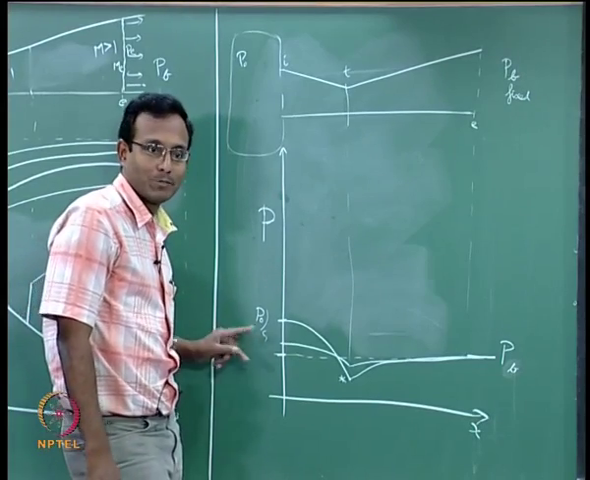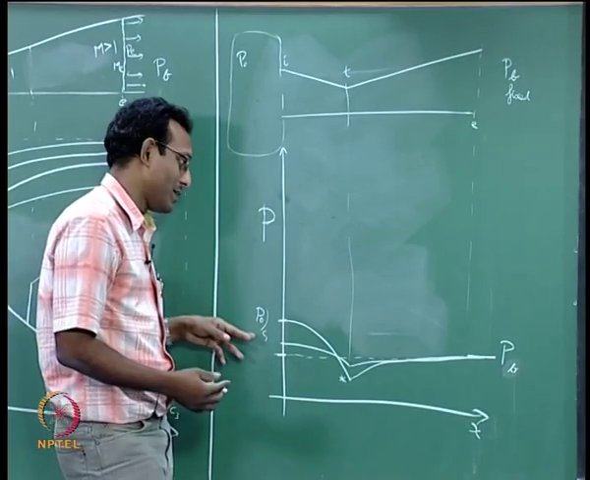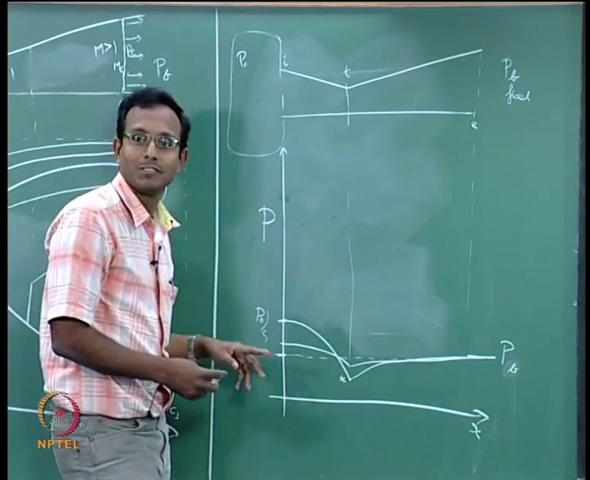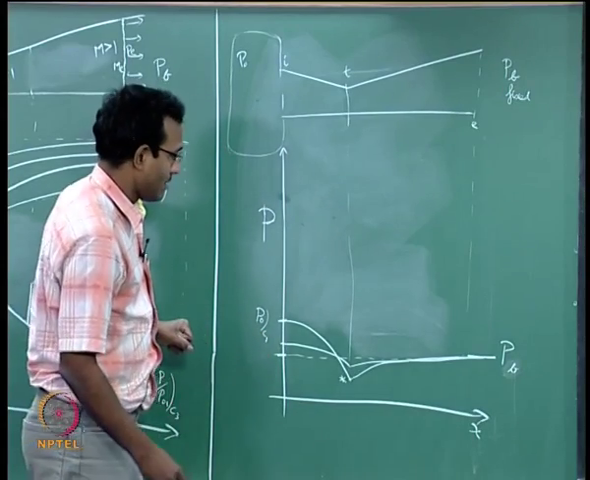That is the difference because I am doing the opposite experiment. I am not changing Pb, now I am changing P naught, that is the main difference, and it is going to go through this path. This is what I will get.